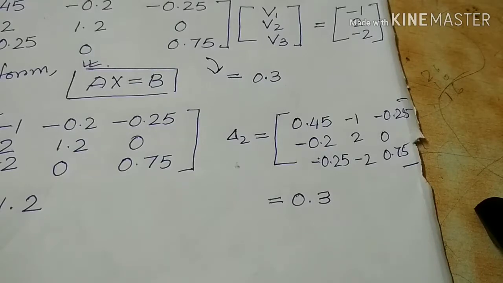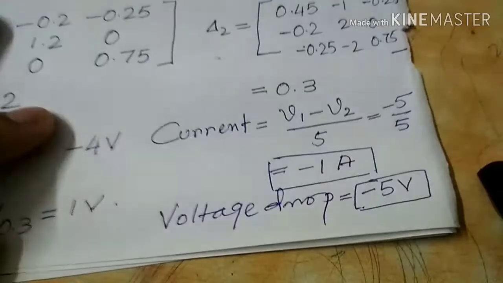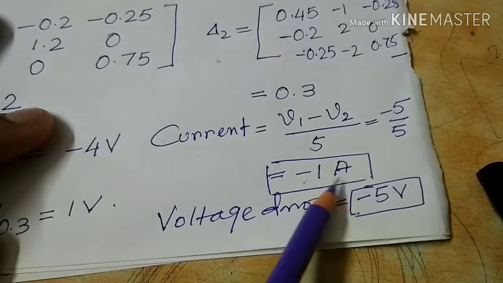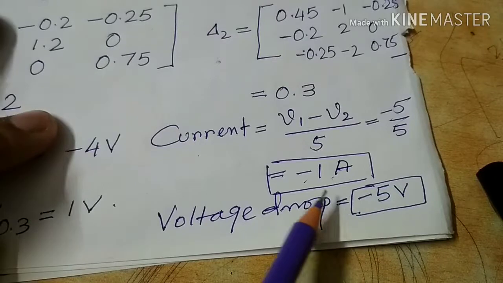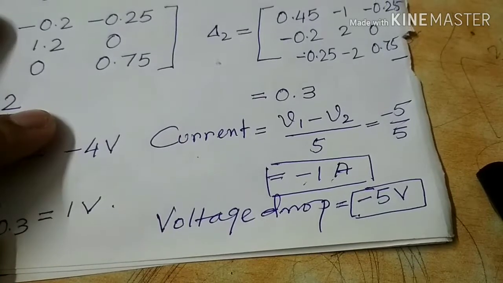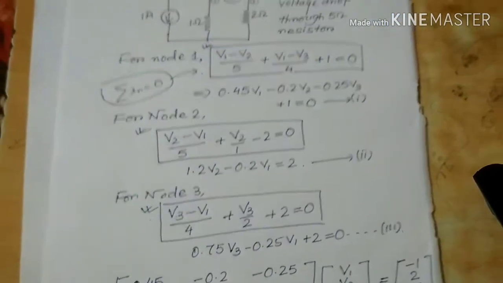So the value of V1 is minus 4 volt and V2 is 1 volt. Now we can easily calculate the current and voltage drop through the 5 ohm resistor. The current through the 5 ohm resistor is minus 1 ampere and the voltage drop is minus 5 volt. So this is the process to solve a circuit with nodal analysis. This is all about solving a circuit with respect to nodal analysis.